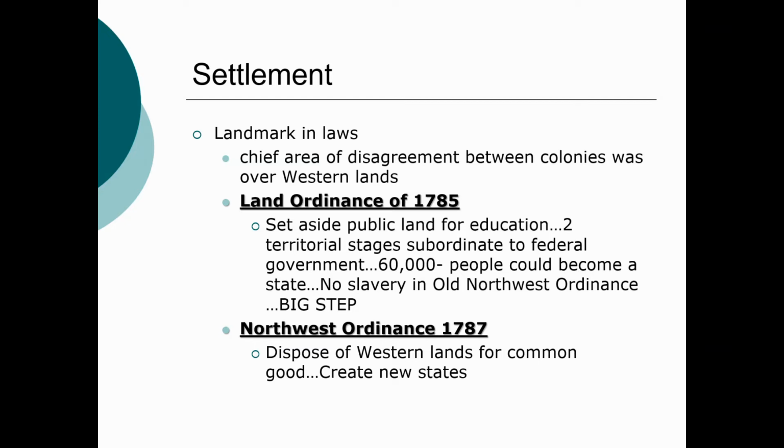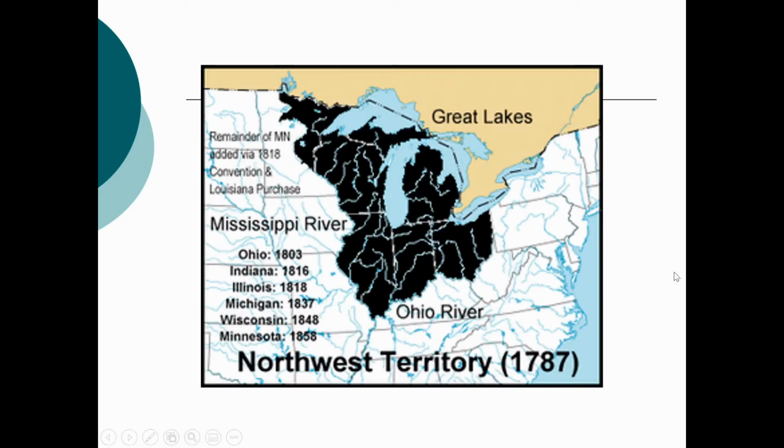It's going to create a territorial stage where they become territories before they become states, and then how they become a state. And it also said there will be no slavery in the old Northwest Ordinance area, which is really like the land. Let me show you right here. This is the old Northwest Ordinance area. Like no slavery here. It's in the north anyway.